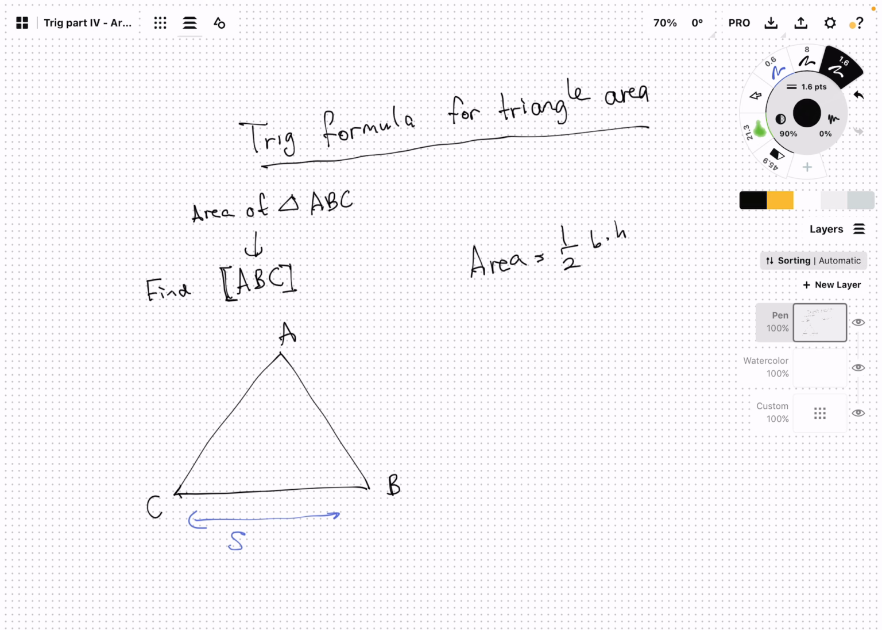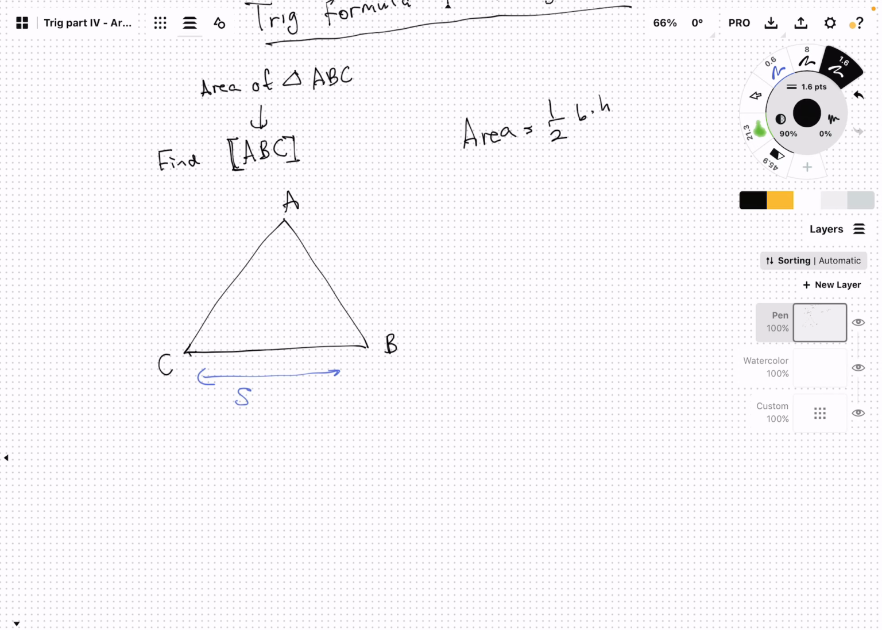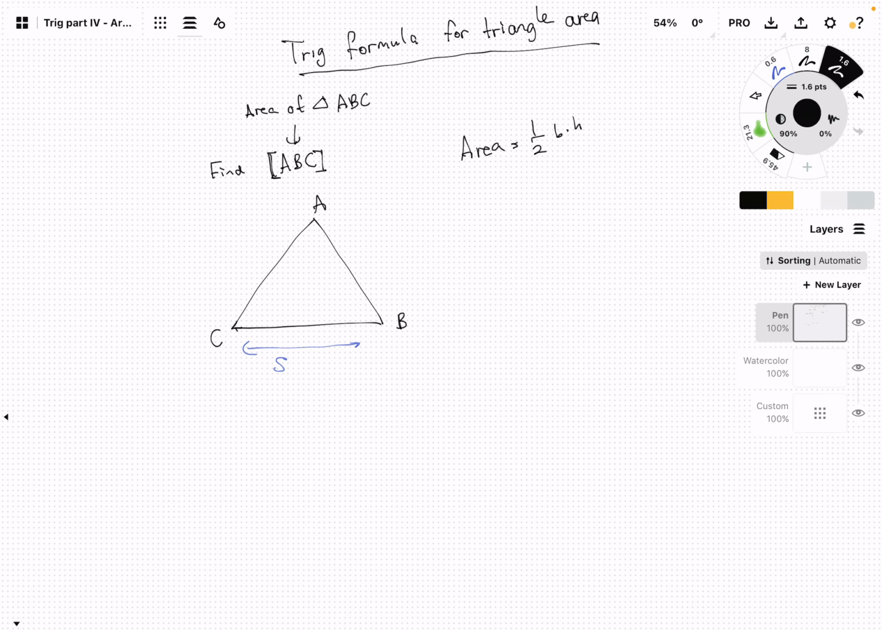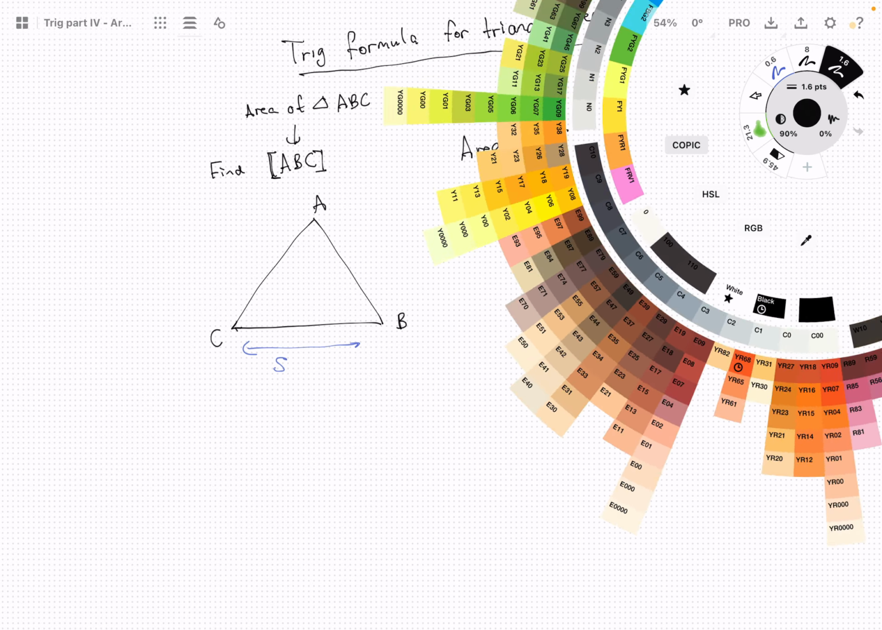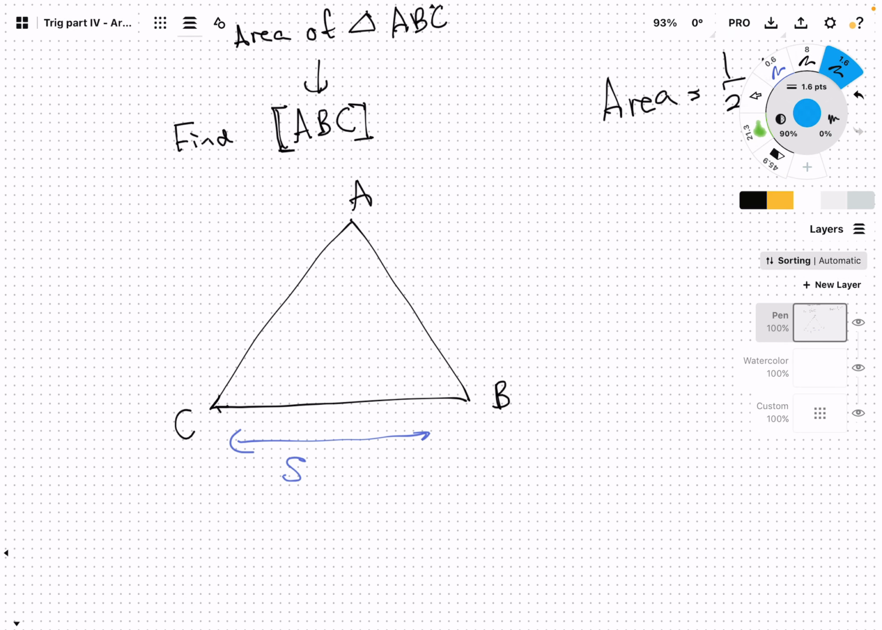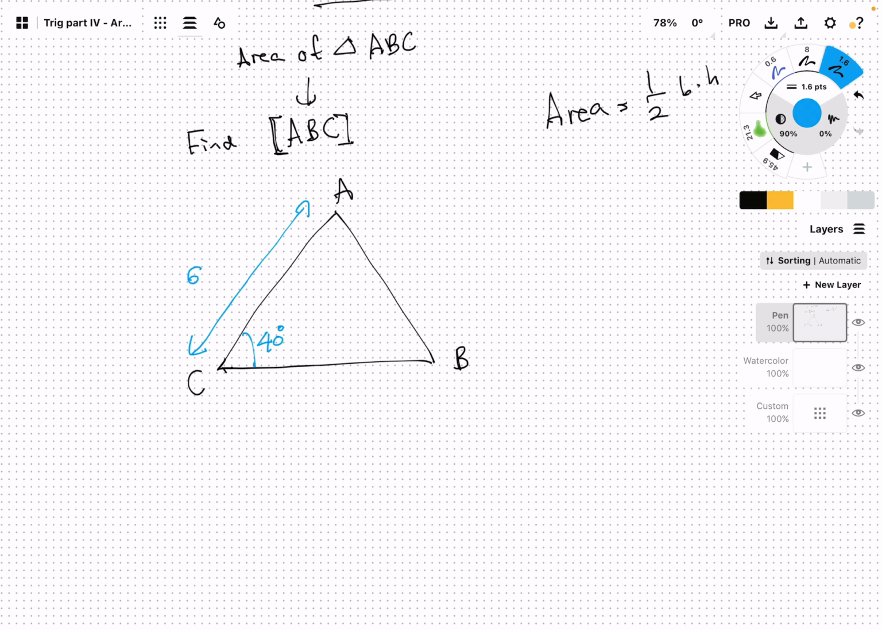So, how do we find this area? Actually, before that, I need more information. Sorry. Like I said before, for this formula you need, so this is 6, this is 40 degrees. And in fact, once you learn the formula, you don't even need to do much work. But let's actually do this without the formula.